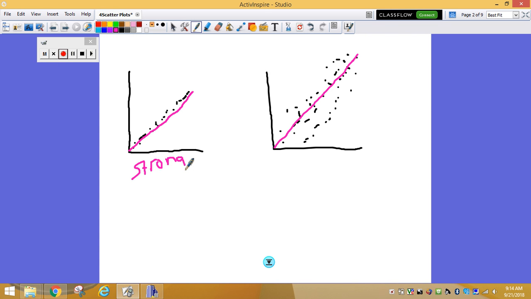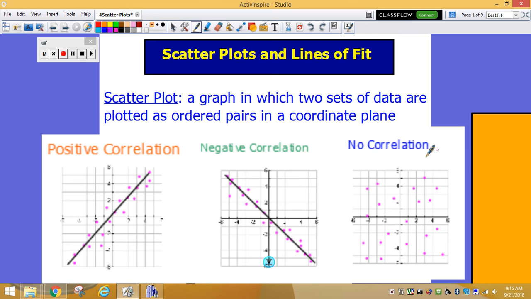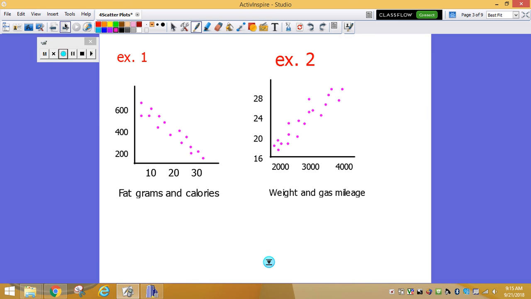And you'll have a question on your test where it'll say which graph shows a strong positive, or a worksheet that says which graph shows a strong positive correlation. And you're going to pick the one that comes closest to making a straight line. So this one is strong positive correlation. This one is still positive, but it's just a weak positive correlation. Okay, so that's the difference between strong and weak. But again, they're both positive. And the no correlation, just the dots are everywhere. They don't really go any direction at all. They're just everywhere.